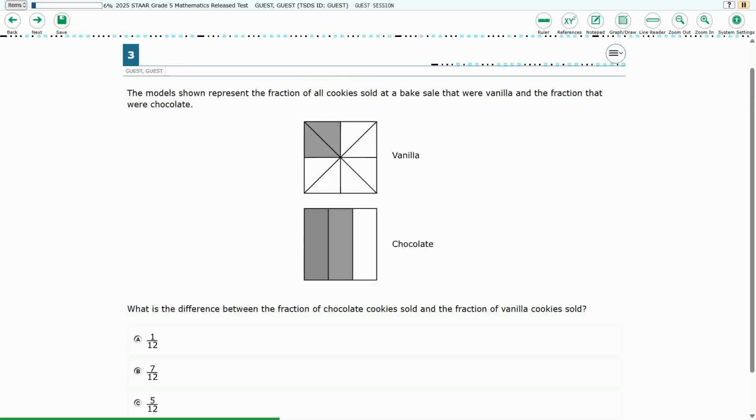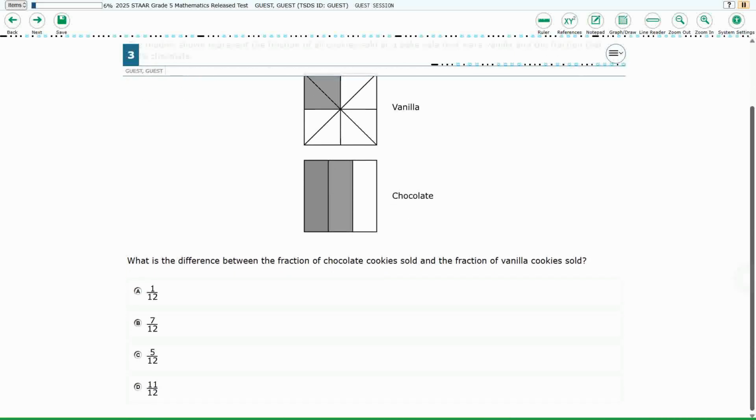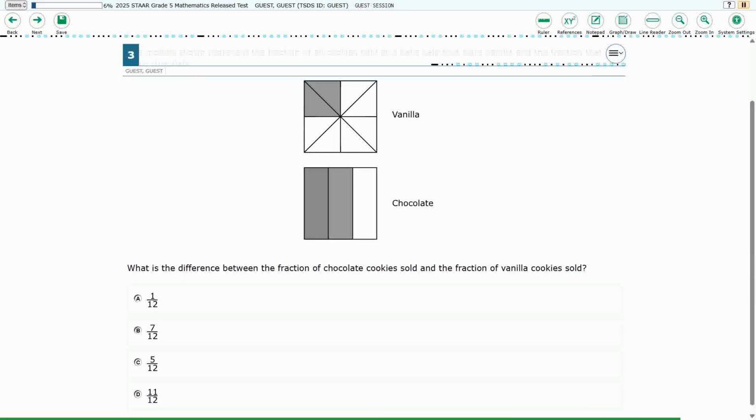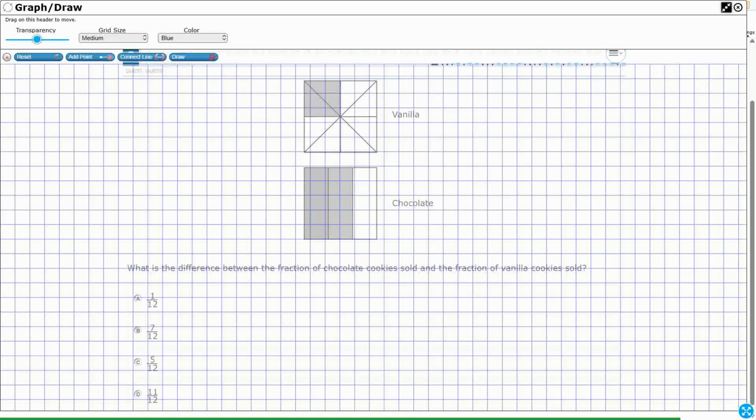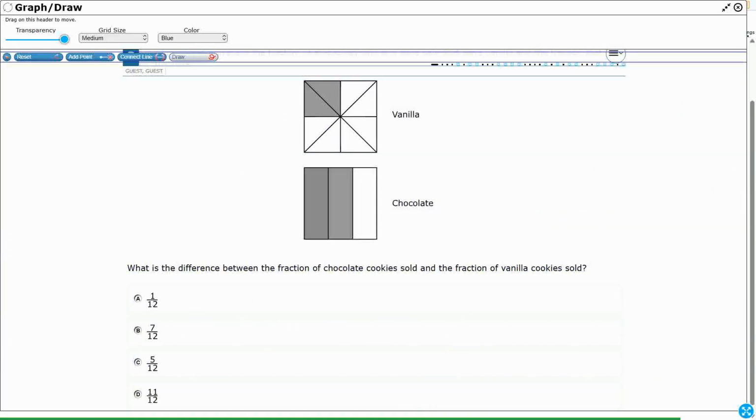All right, so we've got two models. They each represent the fraction of all cookies sold at a bake sale. We've got some that are vanilla, some that are chocolate, and we need to find the difference. The word difference lets us know that we are going to subtract because we are comparing two quantities. So let's subtract the fraction of chocolate cookies and the fraction of vanilla cookies. All right, that makes sense.